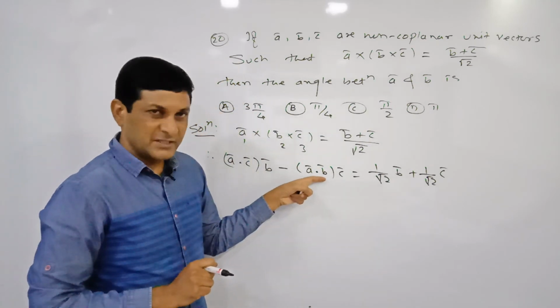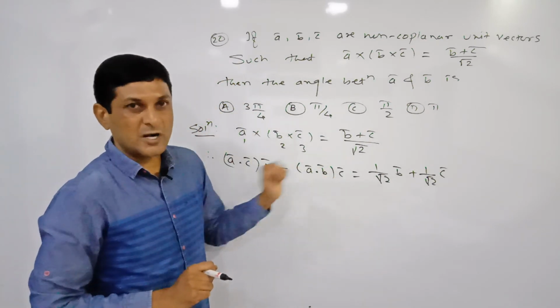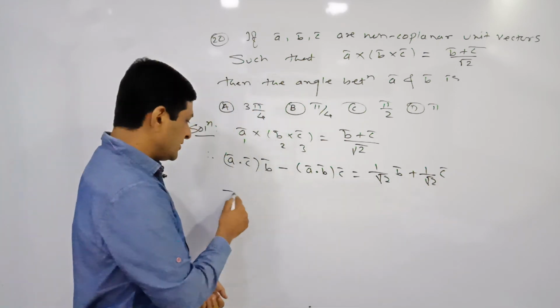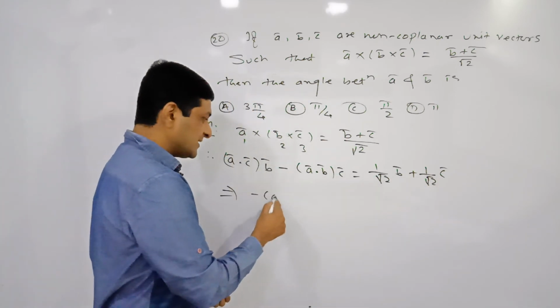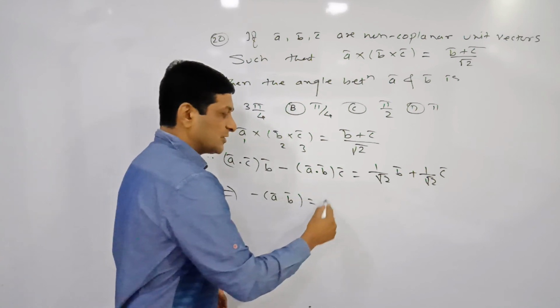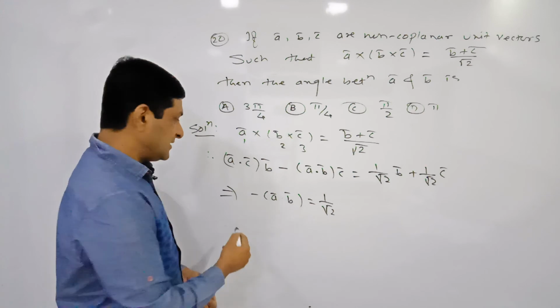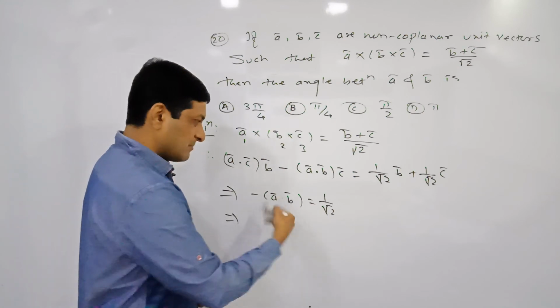As it stands, the question is to find out the angle between a bar and b bar. That's why we are considering this term, because here a bar dot b bar appears. So we are comparing the coefficient of c bar. So what we'll get? Minus a bar dot b bar is equal to 1 by root 2. Just comparing the coefficient of c bar, we get this result.